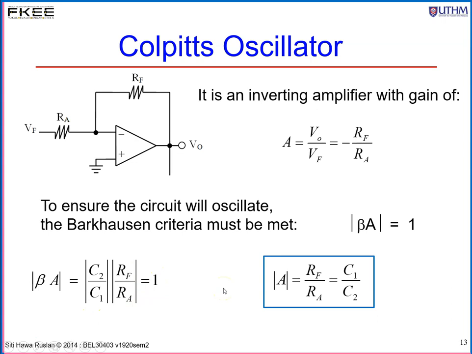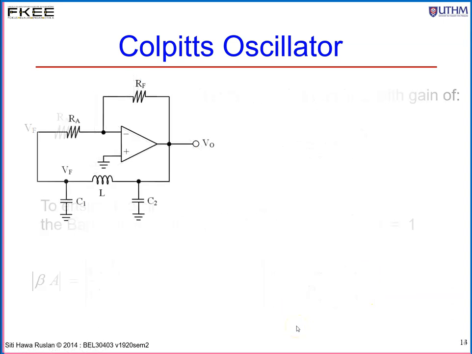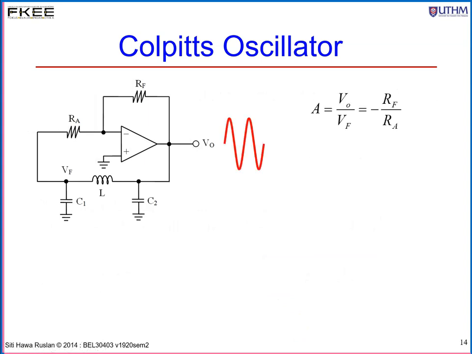So for Colpitts oscillator, the magnitude of A, which is the ratio of RF over RA, must equal the ratio of C1 over C2. So look clearly, it is C1 over C2. C1 is the one connected to input and C2 is the one connected to the output of your amplifier. You cannot be confused about this because it will give a different value for A if you interchange C1 and C2.